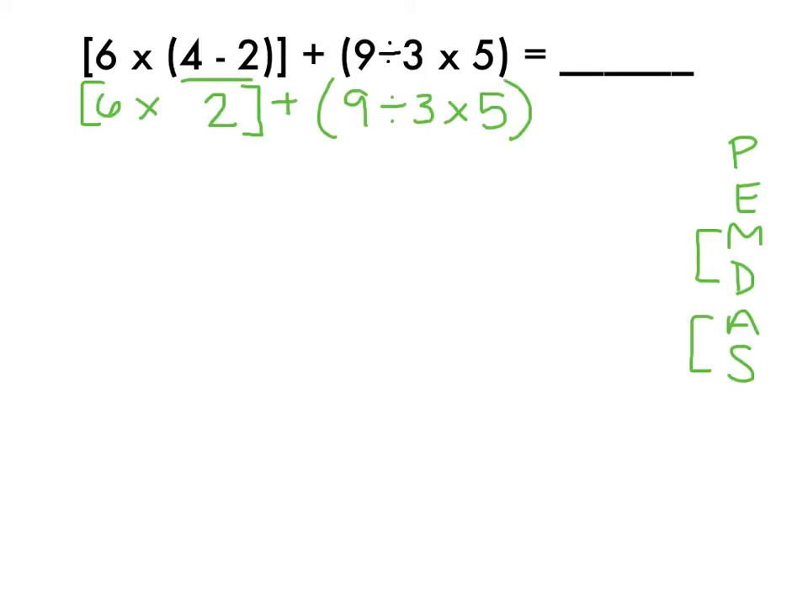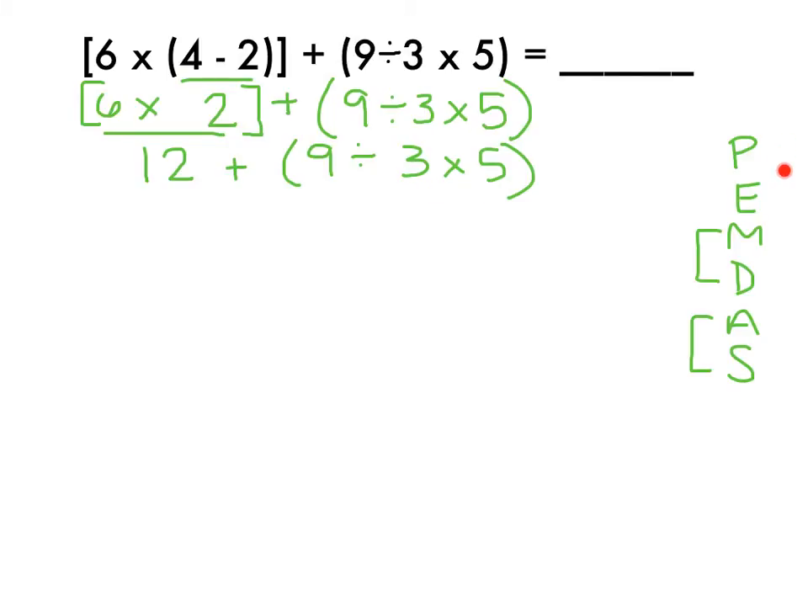Okay, so I'm going to stick with parentheses for a minute, and I'm going to just finish solving this parentheses right here and solve this bracket, which is 12, and then I'm going to copy the problem exactly as it's written. So I'm still working on parentheses, and I notice that in this parentheses I have 9 divided by 3, and I have 3 times 5.